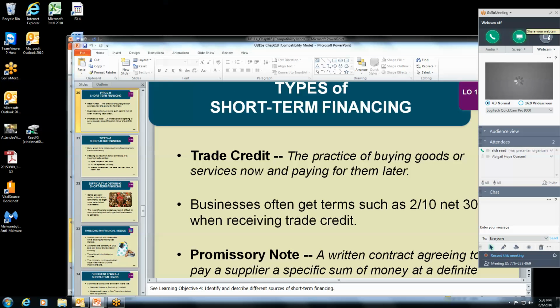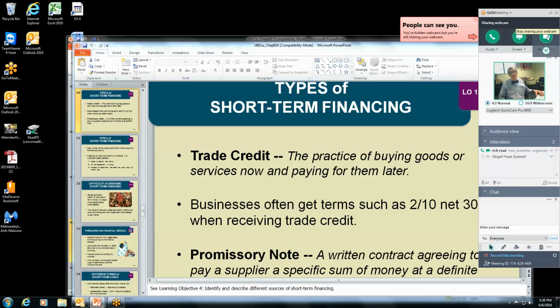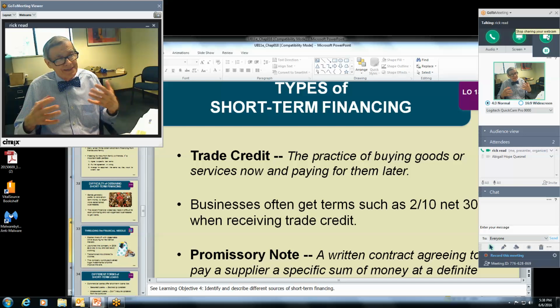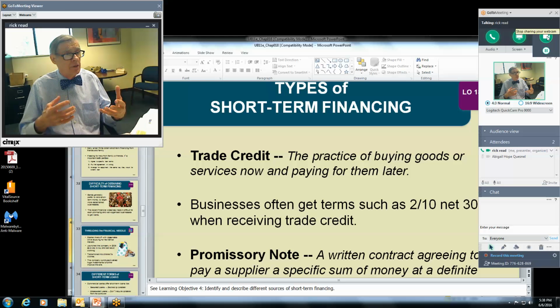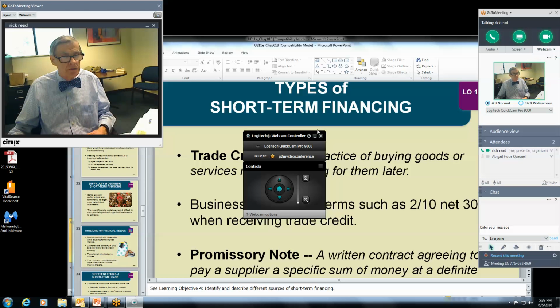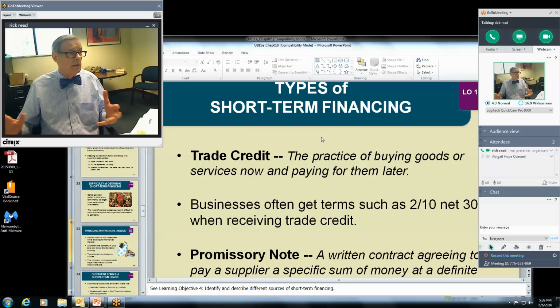Short-term financing, trade credit. We talked a little bit about this before, but that's buying something today and then not paying for it for a traditional amount of time, 30 days or so. That's credit. Now, it doesn't sound like credit because you know you're going to pay it, but here you're using the merchandise that you purchased and you haven't paid for it yet. And then giving people credits like this, 2/10, net 30 days or something like that. That's the type of credit that you're getting now.